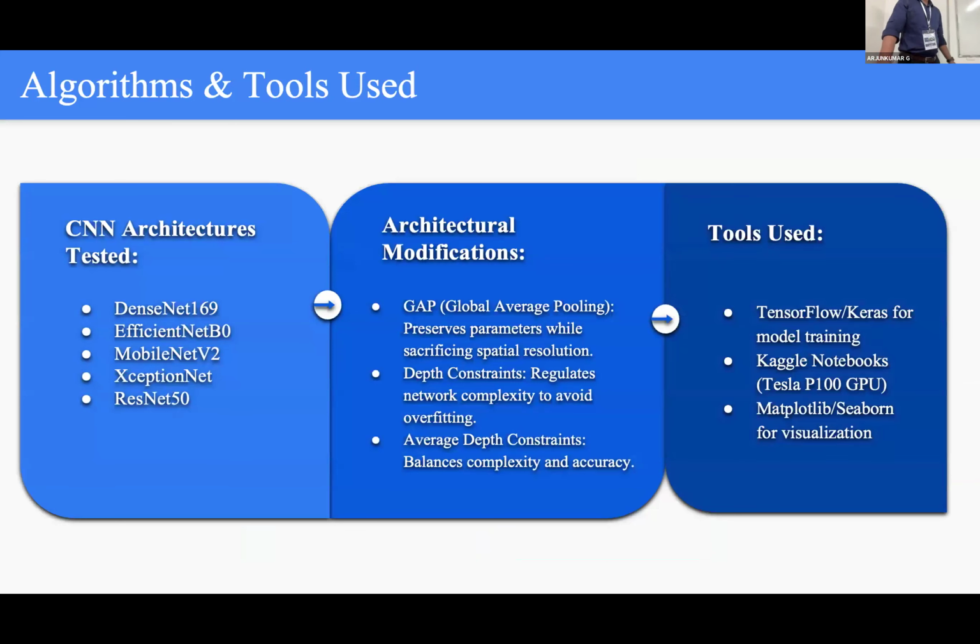So for model architecture and tools, I used 5 different pre-trained models: DenseNet169, ResNet50, EfficientNetB0, MobileNetV2, and Xception. As I mentioned earlier, I used 3 different custom layers: global average pooling, depth constraint, and average depth constraint layer. The tools used are TensorFlow, Keras, and I used a Kaggle environment for this particular problem. I used the Tesla P100 GPU, which is publicly available on Kaggle, and it is free for 30 hours per week. And I used matplotlib and Seaborn for visualization.